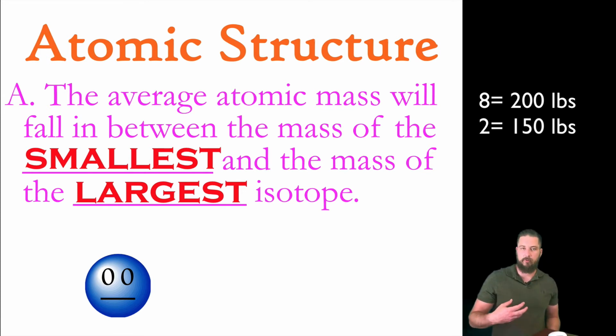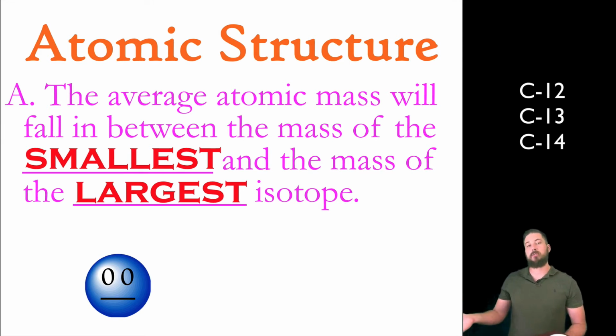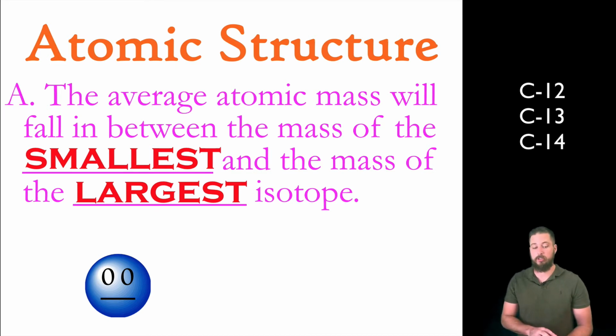So if we have, for example, carbon-12, carbon-13, and carbon-14, that's a mass of 12, 13, and 14, that means that the average has to be somewhere between 12 and 14. It can't be less than 12, and it can't be greater than 14. It has to be between the smallest and the largest.